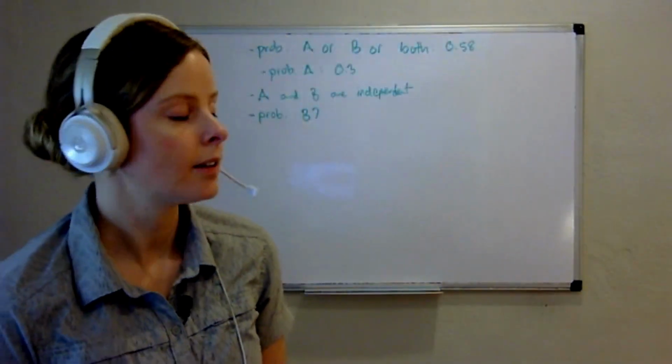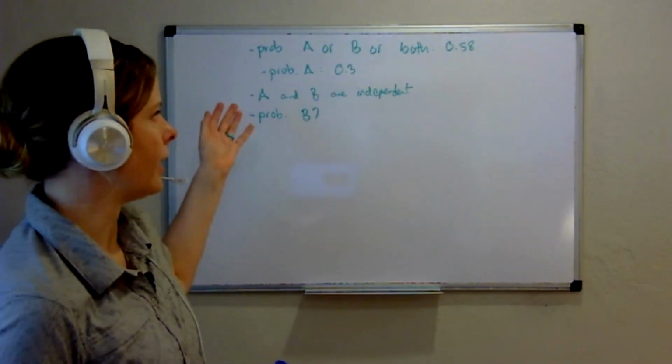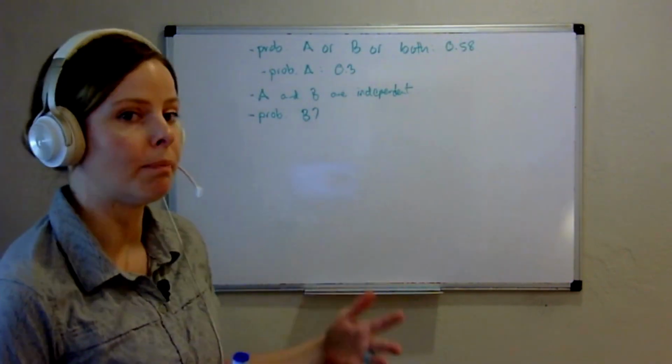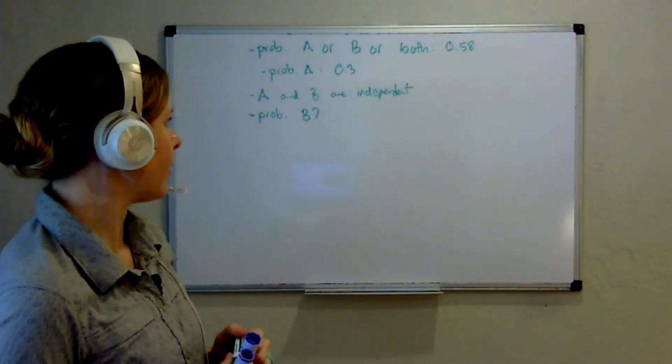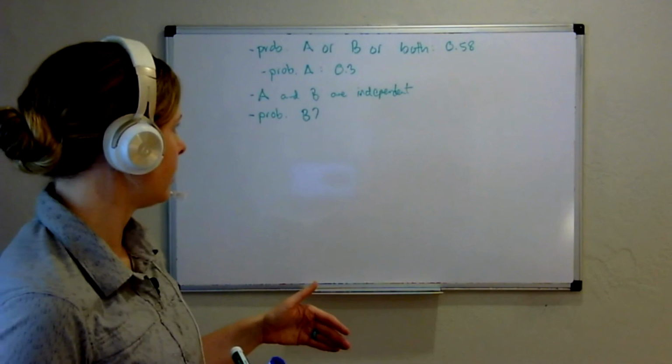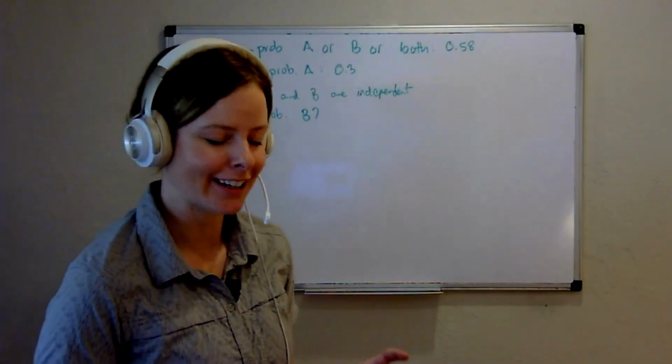All right, let's talk it through. Here we're told that the probability of A or B or both events happening is 0.58, and that the probability of A happening is 0.3, and also that A and B are independent. That's a lot. So let's break it down and go one by one here.